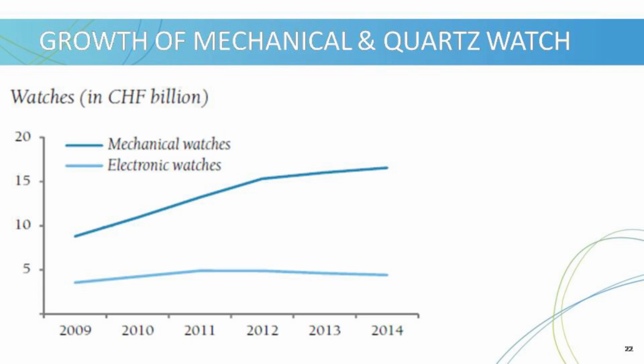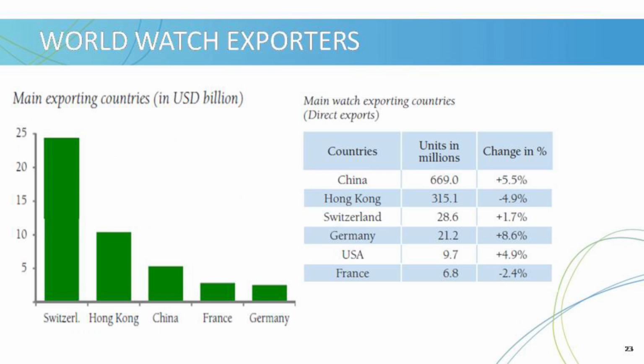Mechanical watches by value, they hold the lion's share of the world watch industry. Quartz by volume, they have the lion's share. This is how the pieces are made. Titan makes 16 million watches.